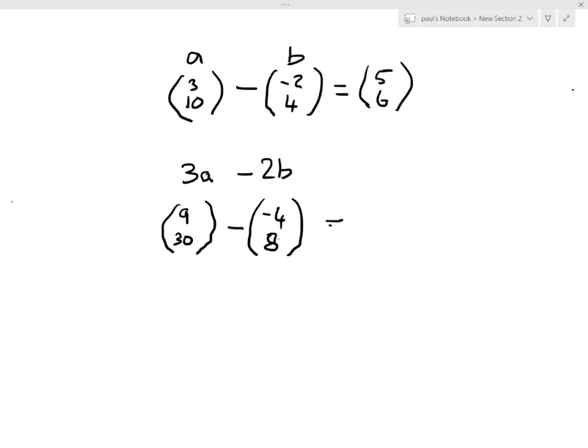And that will equal 9 minus minus 4 is 13, and 30 minus 8 is 22. Now, the other kind of vectors are the arrows, arrow vectors.